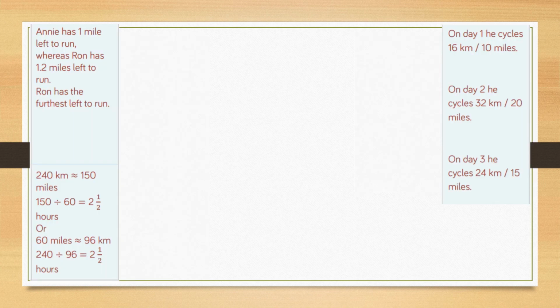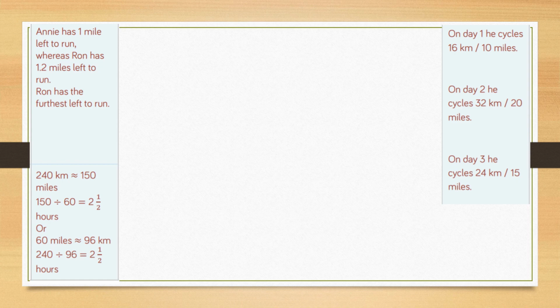So Annie has 1 mile left to run. Ron has 1.2 miles left to run, so Ron has the furthest left. So 240 kilometres is roughly 150 miles. So 150 divided by 60 is 2.5. Okay, so you would have got 2.5 hours. Or 60 miles is about 96 kilometres. So 240 divided by 96 is 2.5.